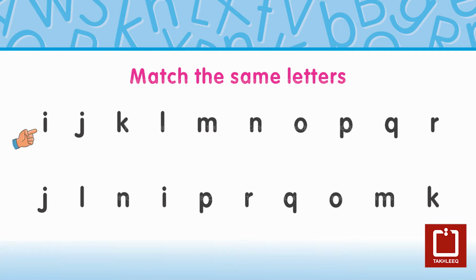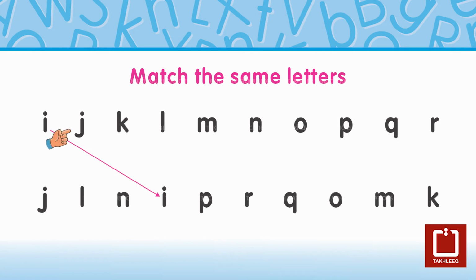This is small letter I. Now we search small letter I in the second row. J, L, N, I. Yes, this is small letter I. So we match both small letters I.